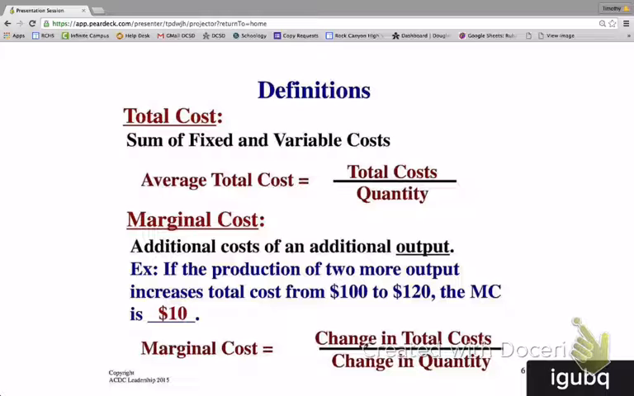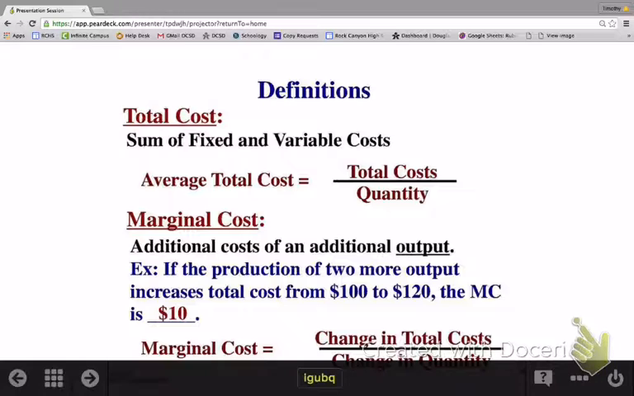So if the production of two more output increases total cost from 100 to 120, the marginal cost is 10. Why? Because our total cost of production by producing two more went up by $20, but if we want the cost per unit, we have to divide 20 by those two additional units, and 20 divided by 2 is 10. So that gives us $10. So the marginal cost is the change in total cost divided by the change in quantity. And this is going to be a very important concept to understand as well.